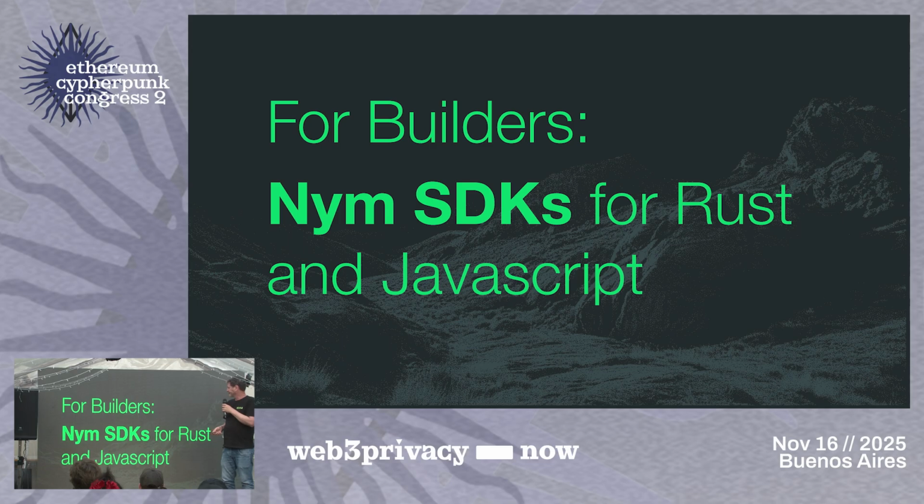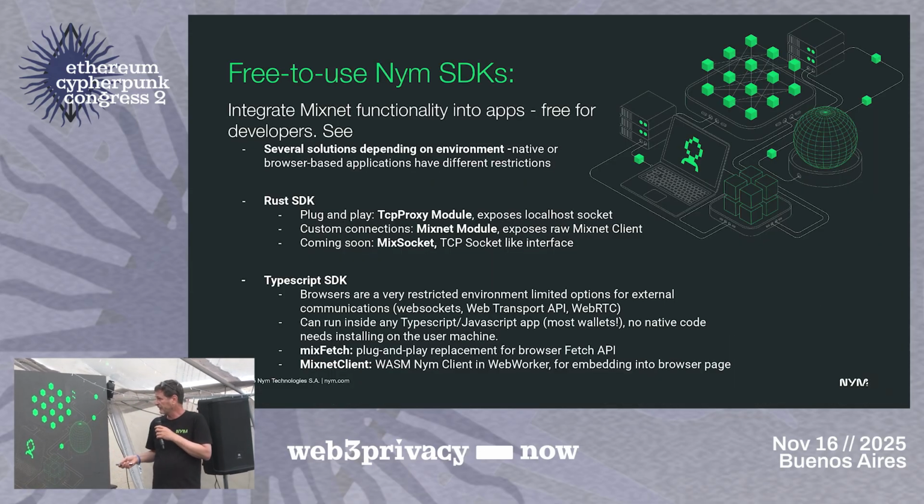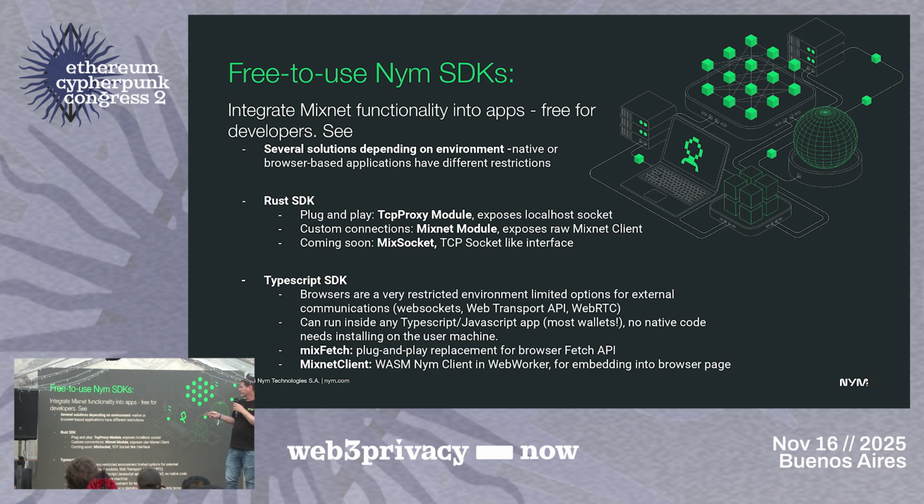Okay, so also for builders, we have the Nym SDKs for Rust and JavaScript that are absolutely open. It's a free-to-use Nym SDK, and it integrates the mixnet functionality into apps, free for developers. You can use several solutions depending on the environment, native or browser-based application, which have different restrictions. The Rust SDK is plug and play. It has a TCP proxy module, which exposes localhost sockets and a constant connection, and a mixnet module, which exposes the raw mixnet client. Soon we will have a mixed socket and a TCP socket-like interface.